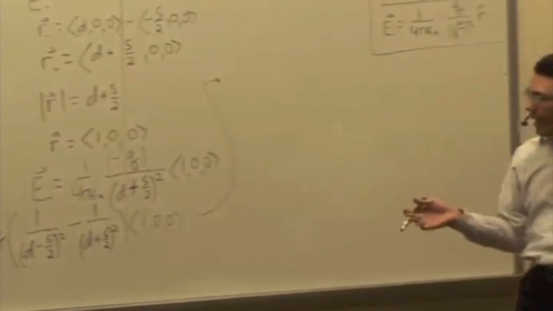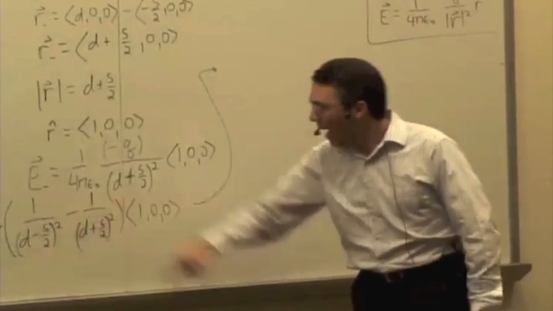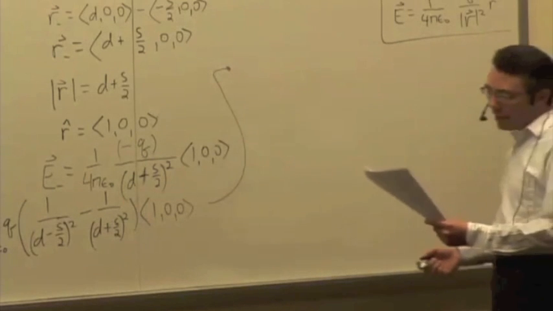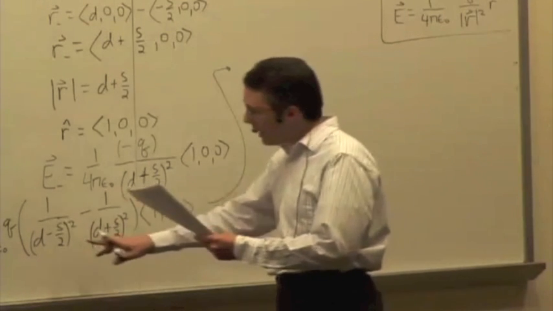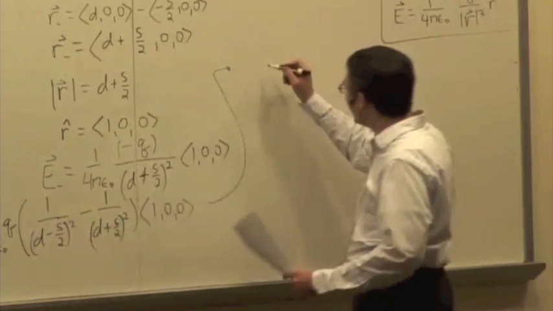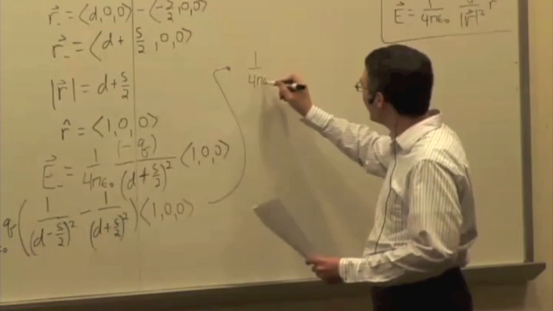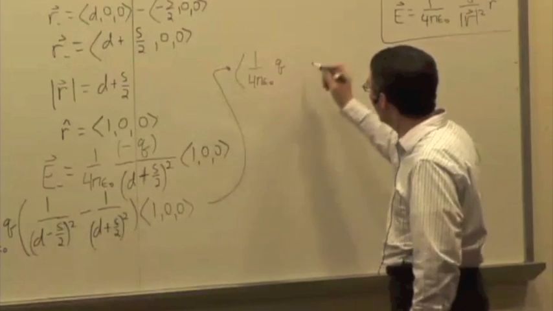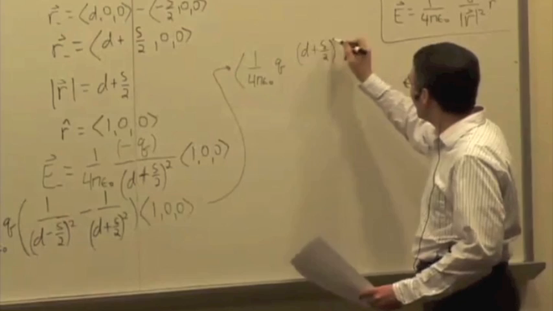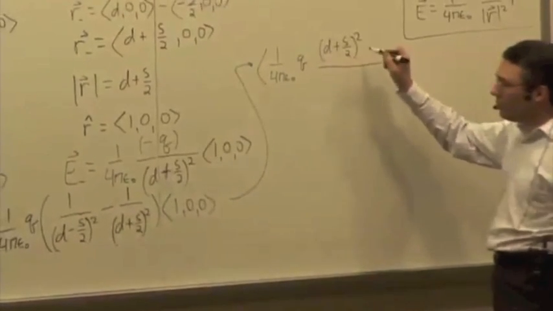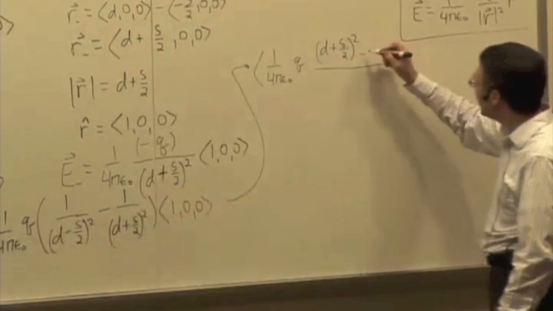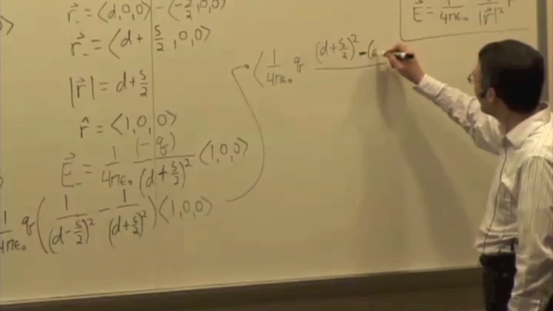Well, I want to add these two fractions. So I'm going to need a common denominator, which means I'm going to have to multiply top and bottom by D plus S over 2 squared. I'll still have this here. I have D plus S over 2 squared, minus, and I'm multiplying top and bottom by D minus S over 2 squared on the other fraction.